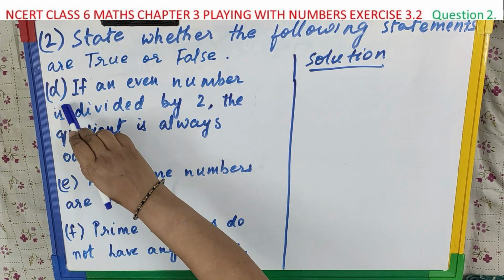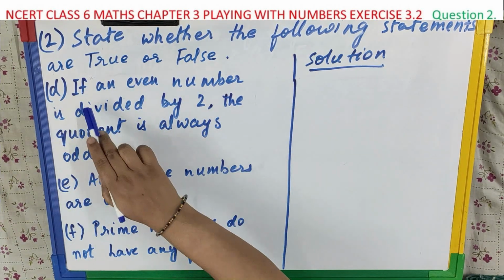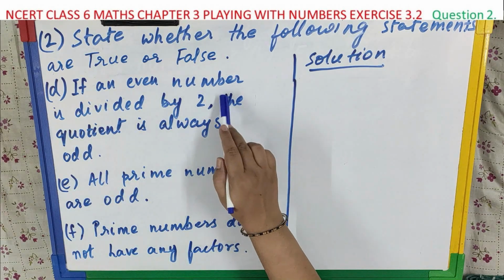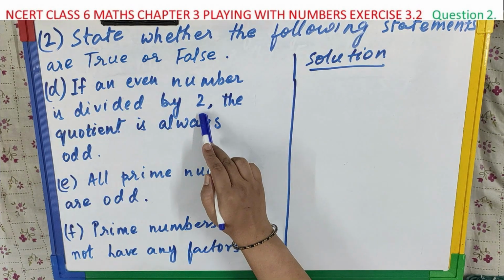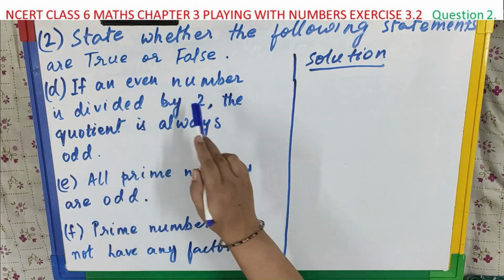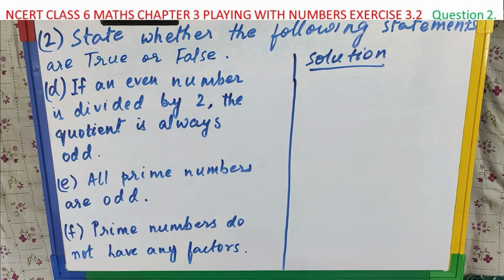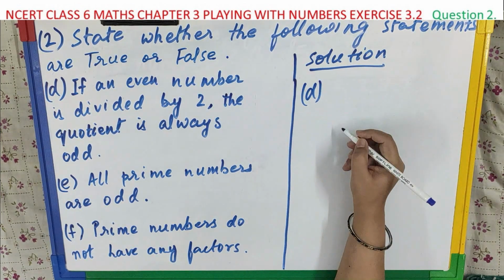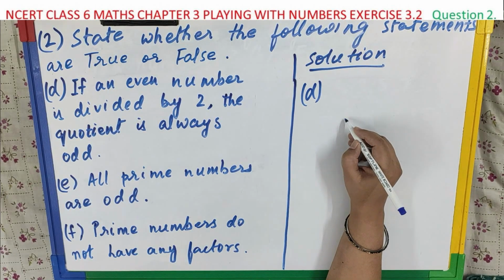Now let us do question number D. Let us see what is the statement given in question D. If an even number is divided by 2, the quotient is always odd. If an even number is divided by 2. So let us divide an even number. We are doing question number D. So let us divide an even number by 2.